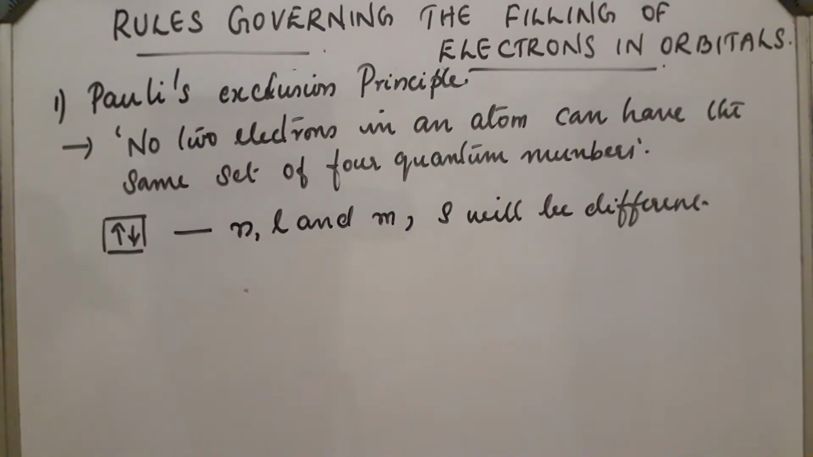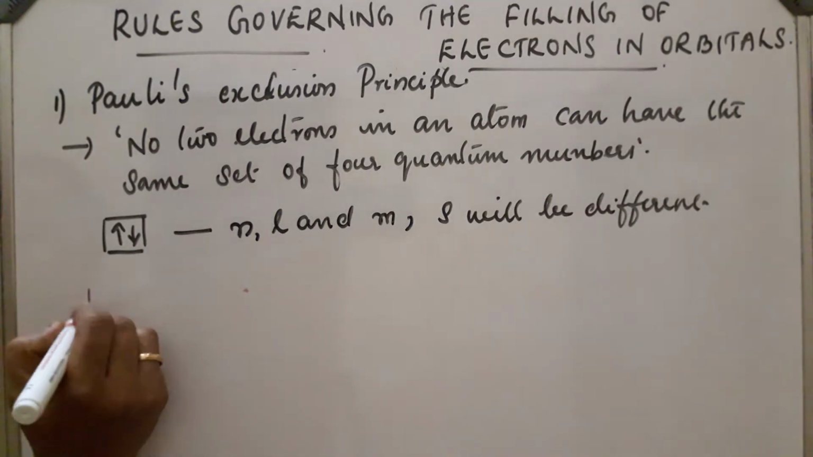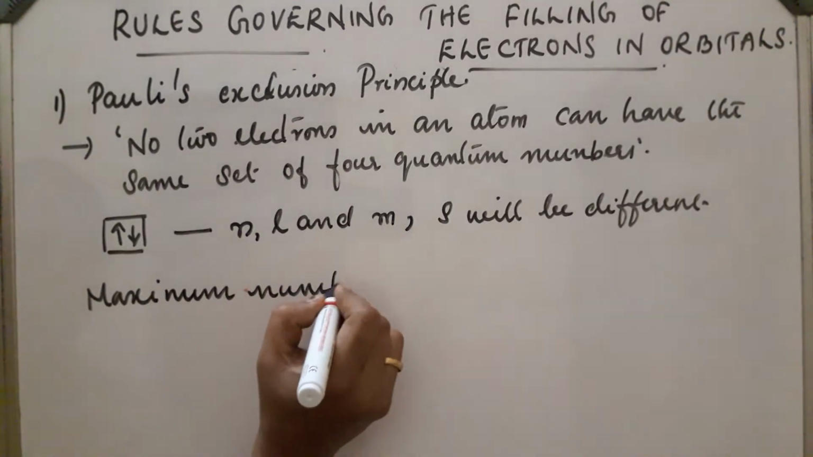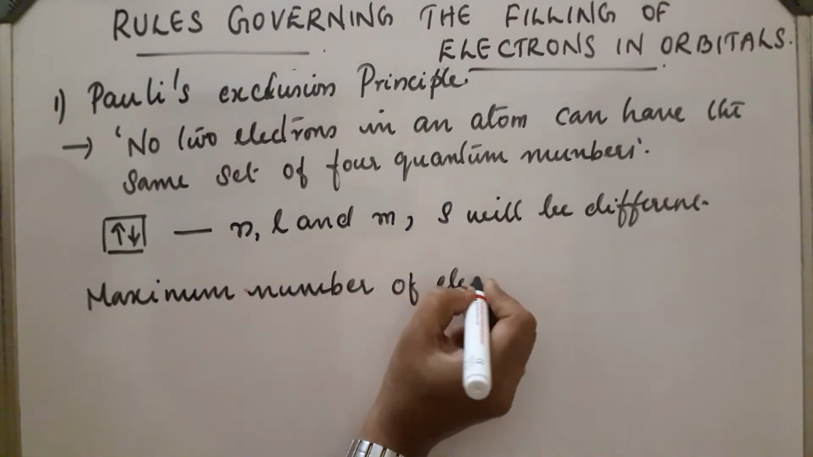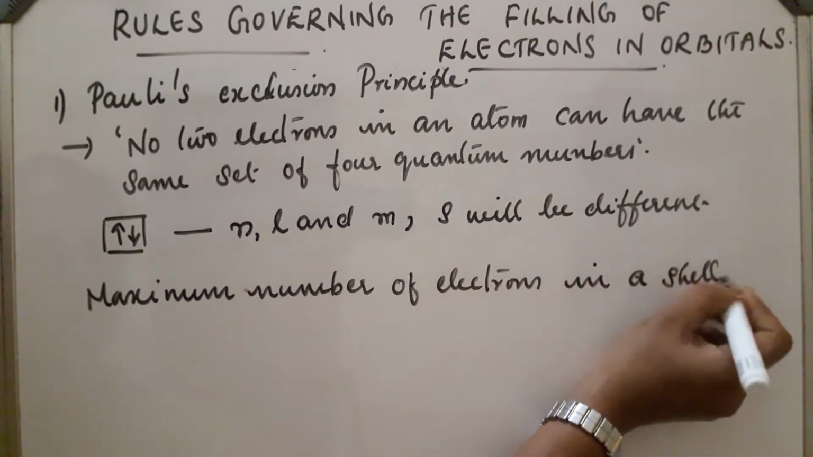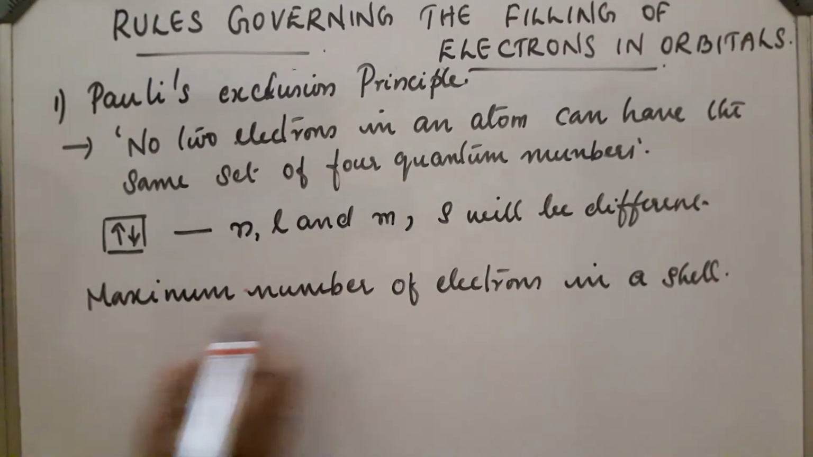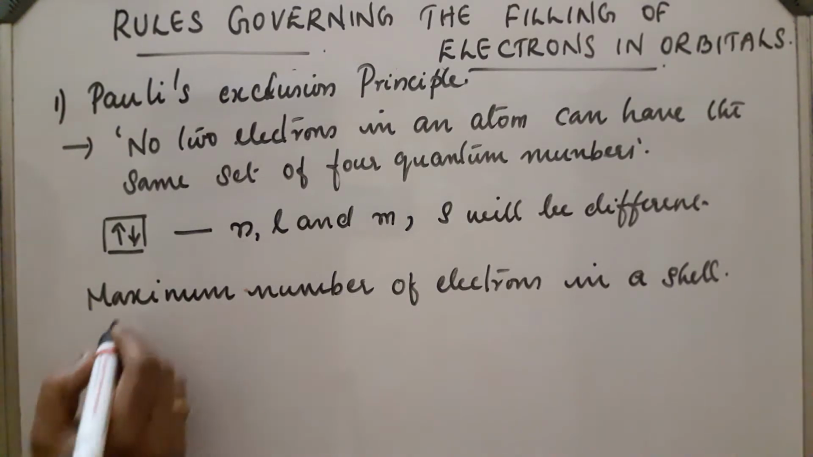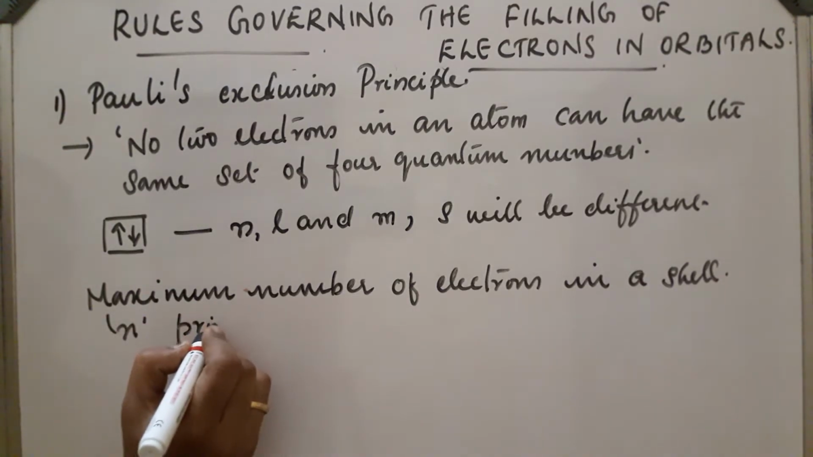Also it says that a maximum of 2 electrons can be in an orbital, and they must have opposite spin. The maximum number of electrons in a shell, that is, a shell having principal quantum number n. Let n be the principal quantum number. N determines the principal quantum number.